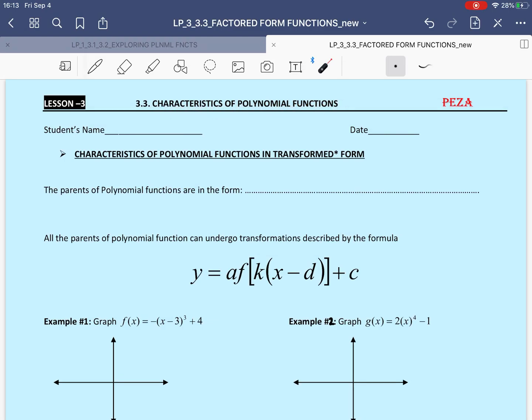Hello and welcome. In this video, we'll talk about the characteristics of polynomial functions. This lesson has been prepared for students who are taking the MHF4U or the Grade 12 Advanced Functions course.